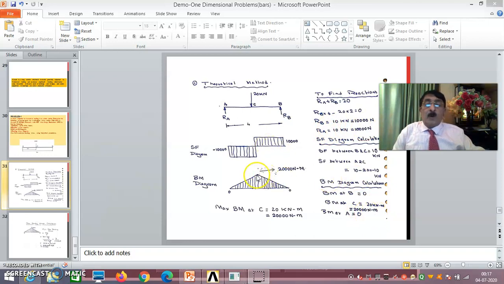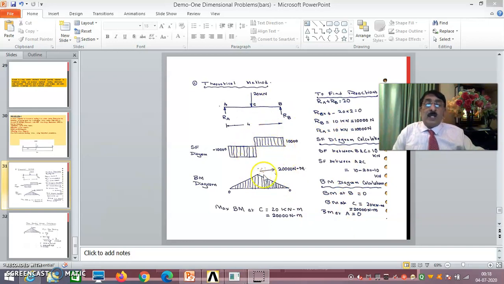That means at C, the bending moment diagram will be like this. Here 0, here 0. You draw a straight line here, a straight line here, like a sort of a triangle. 0 to 20,000 linearly, 20,000 to 0 linearly, because at the support the bending moment will be 0. Bending moment is force into distance. In that way, bending moment at B is 0, at A is 0, and at C is RB into 2, which is 20,000 Newton meter. This also we'll prove later on.